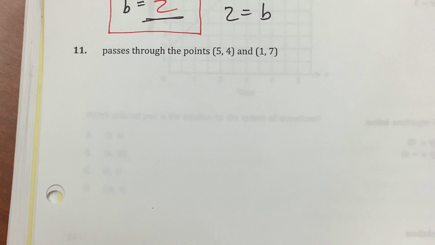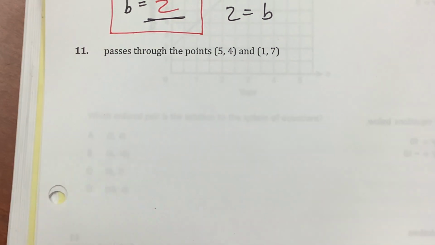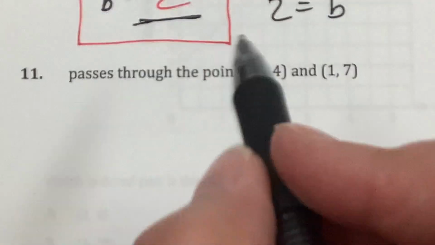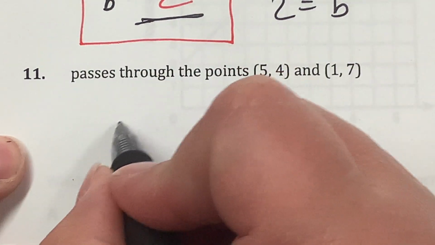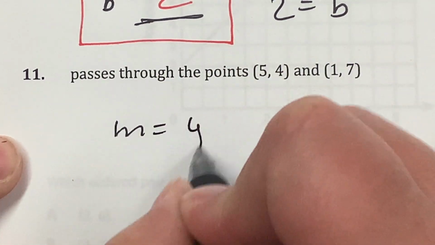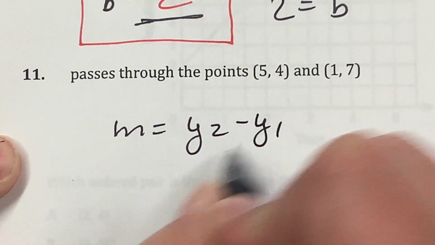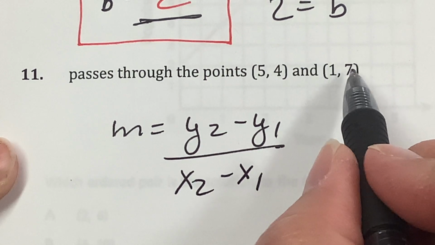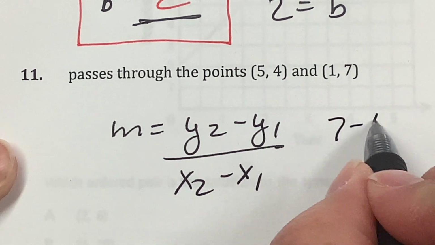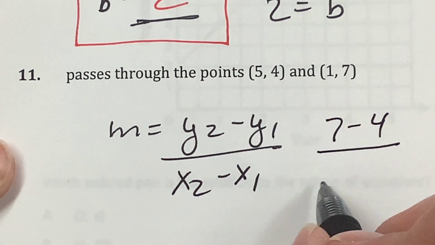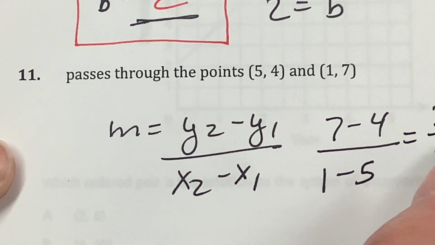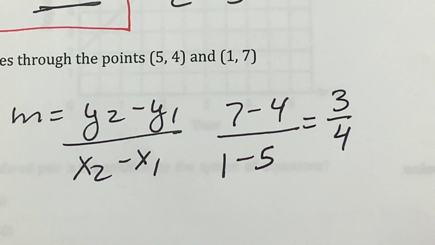Okay, and now we also need to find an equation with just 2 points. So I have to start with m equals y2 minus y1 over x2 minus x1. So 7 minus 4 over 1 minus 5. And you get 3/4 for your slope m.